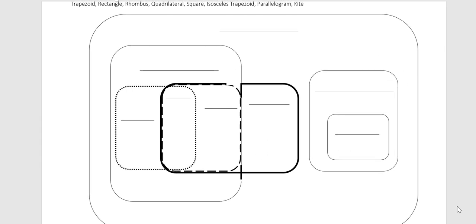So on this next page, it's a Venn diagram, and you're supposed to take all the various types of quadrilaterals that we've talked about and put them in the various blanks here. So for example, the biggest box here is quadrilaterals. So all the things that we've talked about are quadrilaterals. A subset of quadrilaterals would be trapezoids, and a subset of trapezoids would be isosceles trapezoids. And then another subset of quadrilaterals would be parallelograms.